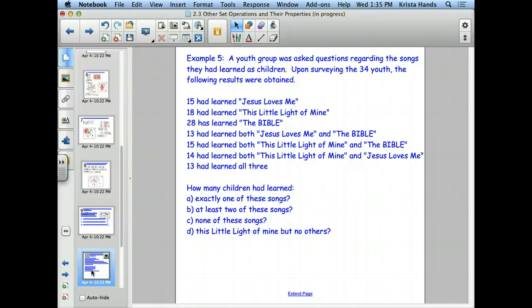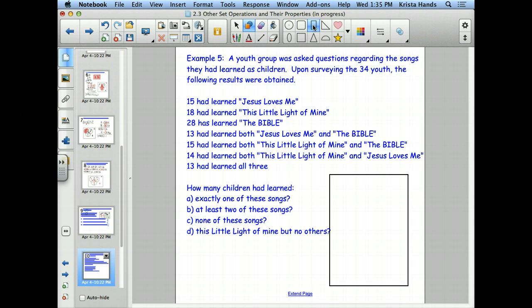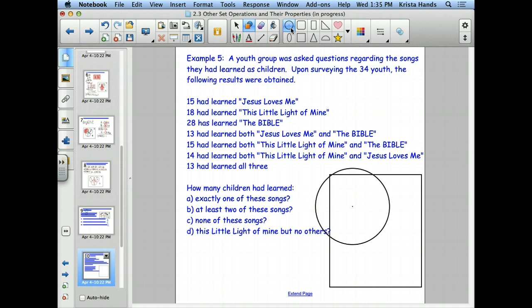So starting with a rectangle, with how many circles inside? How many? 3, right? Whoa.